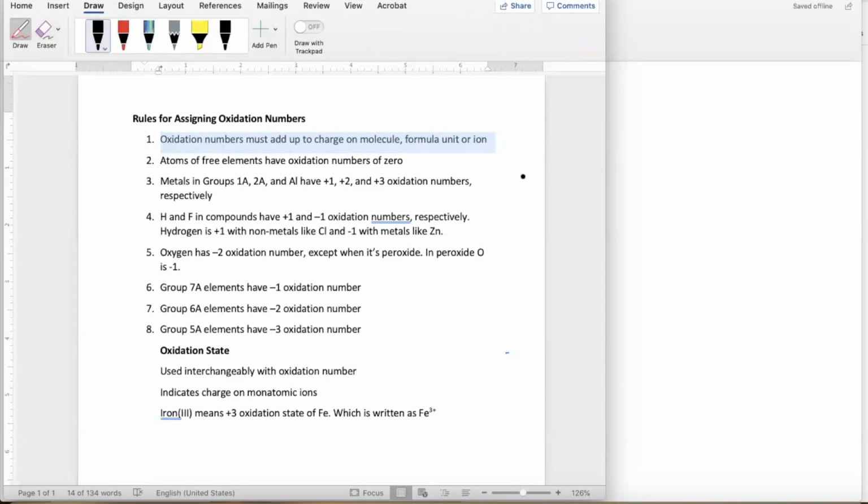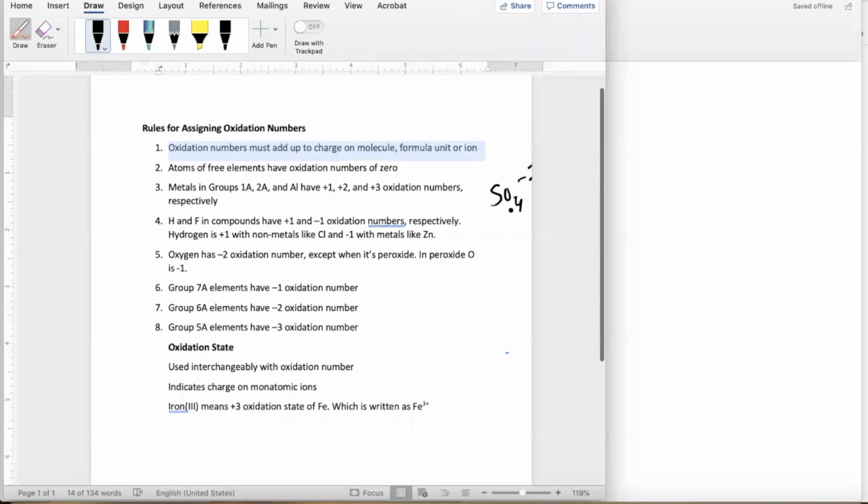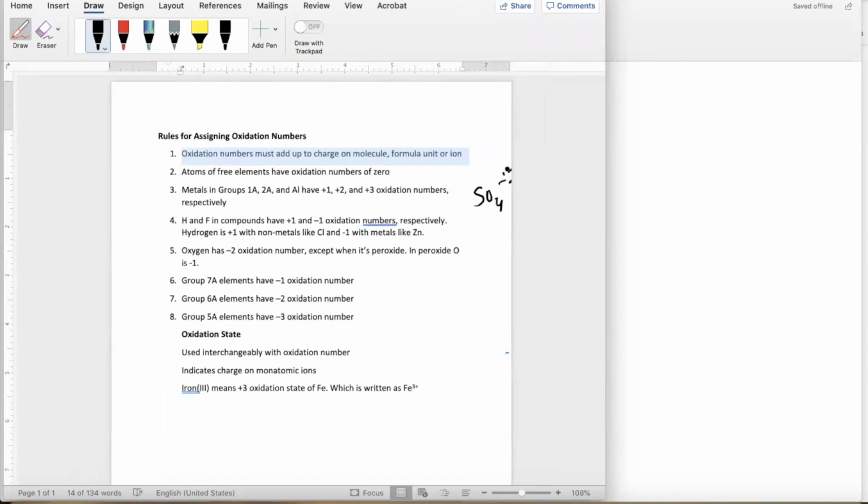Let me write that here again. For instance, the second example, SO4 -2. What this is trying to say is that if I split this into half, if this side is X and this side is Y, this rule is trying to say that the oxidation numbers must add up to the charge on the molecule. So the oxidation numbers, X and Y, must add up to this number on the top. Does that make sense?